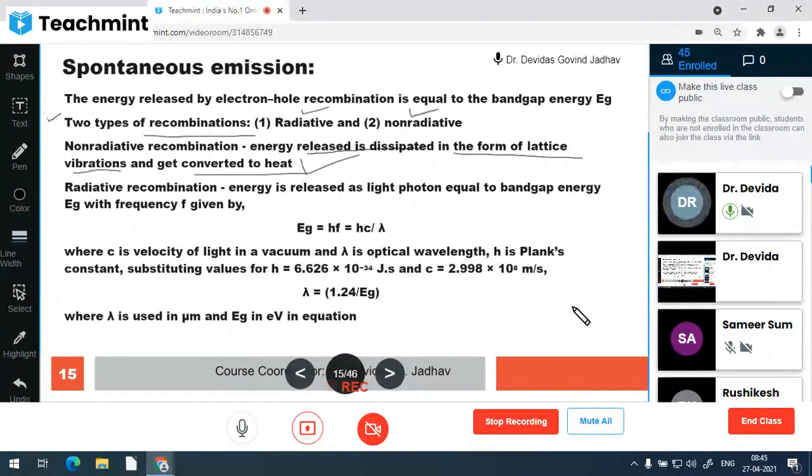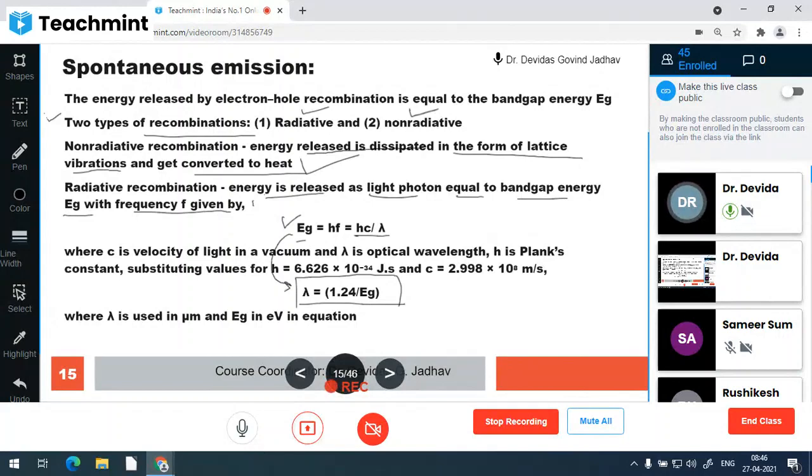So there are two types of recombinations: radiative recombination and non-radiative recombination. In radiative recombination, energy is released as a light photon equal to the band gap energy Eg with frequency f, given as Eg equals hf equals hc upon lambda. Now, this Eg equals hc upon lambda can be written as lambda equals 1.24 divided by Eg for easy calculation.